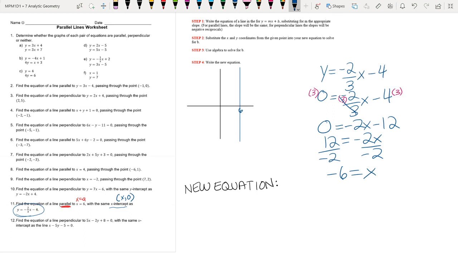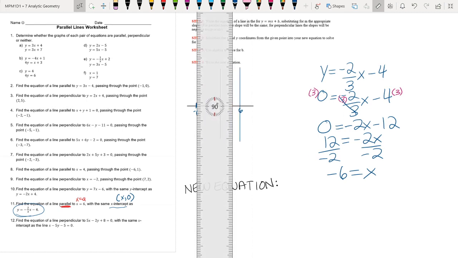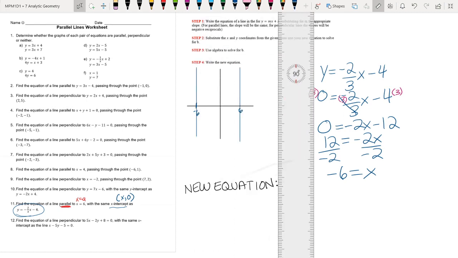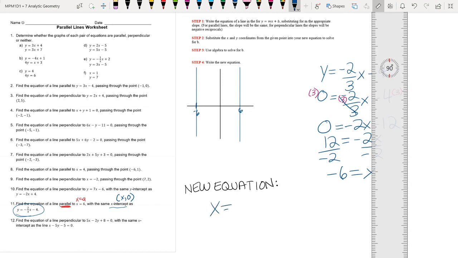So if you picture it on our graph over here, here's negative 6, and the line would be a vertical line going through here, and therefore our equation is going to be x is equal to negative 6.